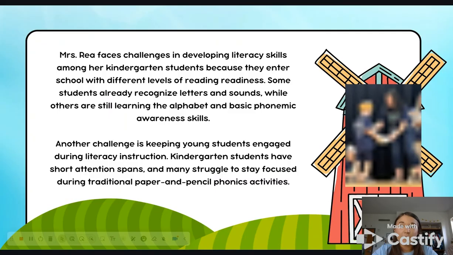So some students are already recognizing letters and sounds, while others are still learning the alphabet and the basic phonics skills that she can teach, but it is very difficult for her to get such a wide span of students. Another challenge is keeping the young students engaged during literacy instruction. Kindergarten students have short attention spans and many struggle to stay focused during traditional paper and pencil phonics activities. This is particularly because they're not used to a school setting yet, and so that was the main problem we were dealing with today.